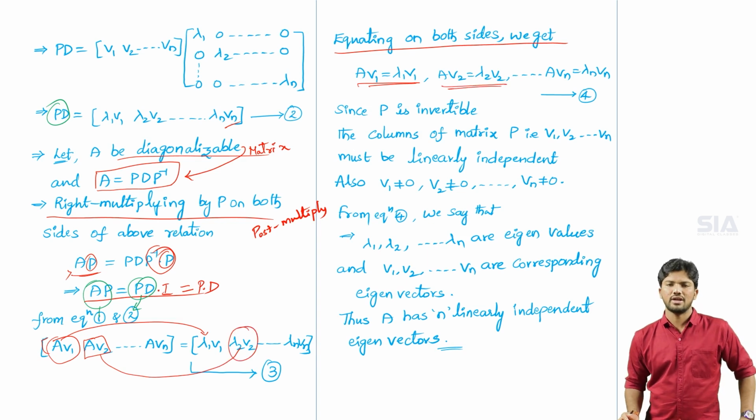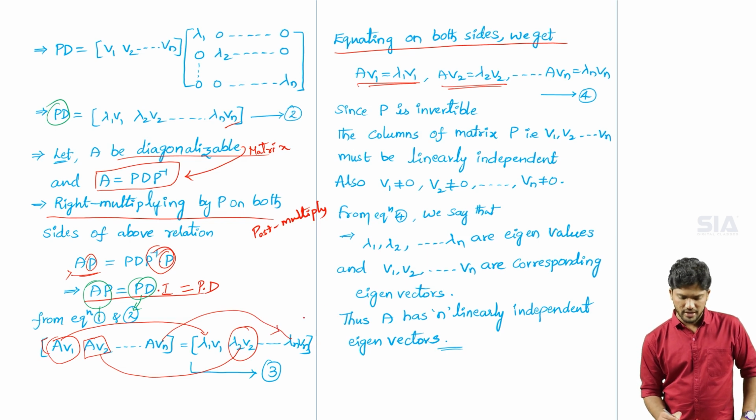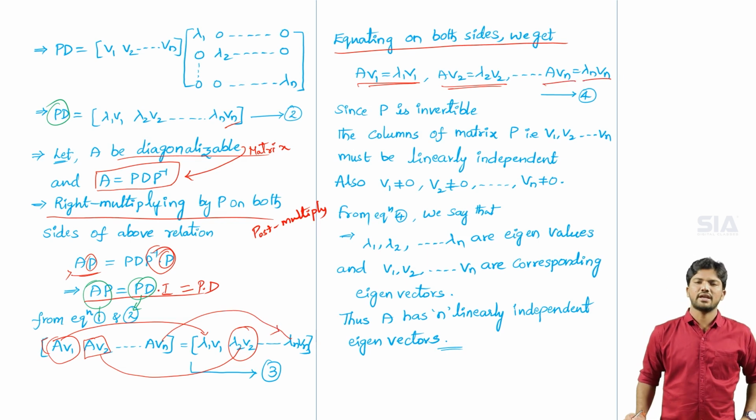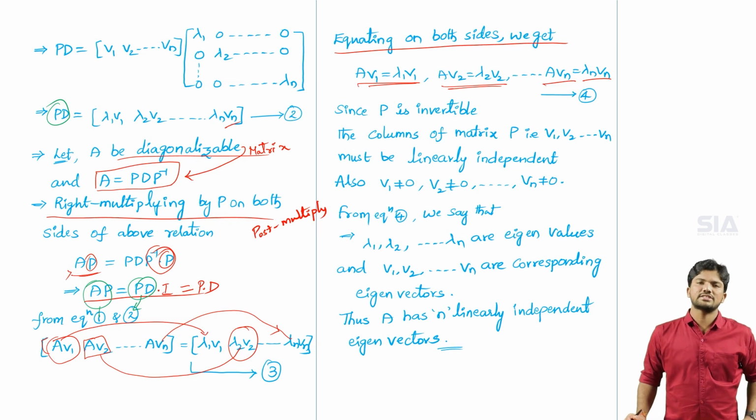A into V2 is equal to lambda 2 into V2. So the last two terms you can take in this format. Therefore A into V suffix n is equal to lambda n into V suffix n. So all these values we can take in equation number 4.